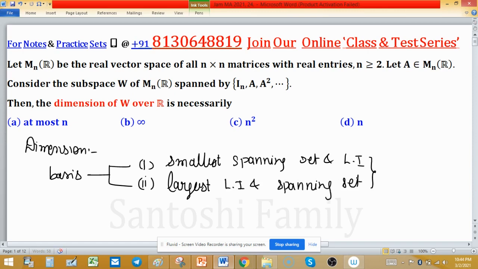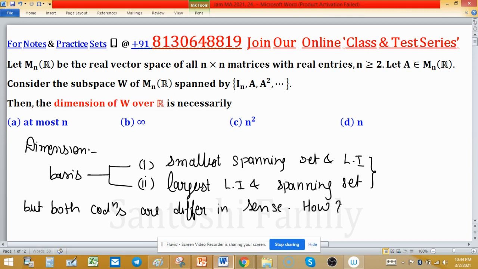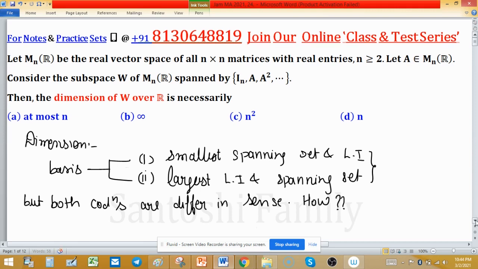These two are the same when we are dealing with bases, but both conditions differ in sense. How? It is important how these conditions differ in sense.